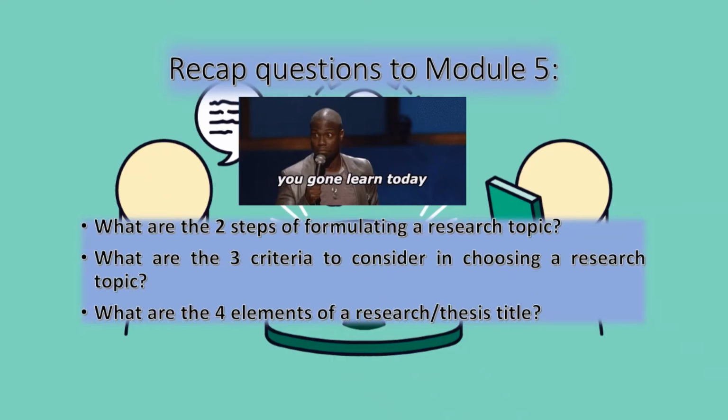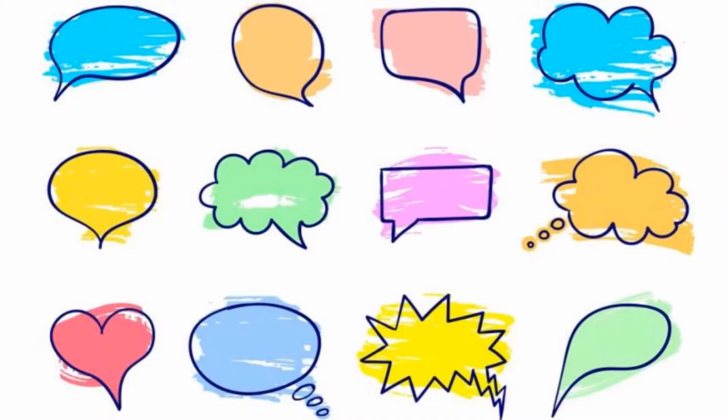Let's now start with the recap questions to module number 5. First question: what are the 2 steps of formulating a research topic? Second question: what are the 3 criteria to consider in choosing a research topic? Last question: what are the 4 elements of a research or thesis title? Good job, learners! You have now gained mastery in our module number 5.